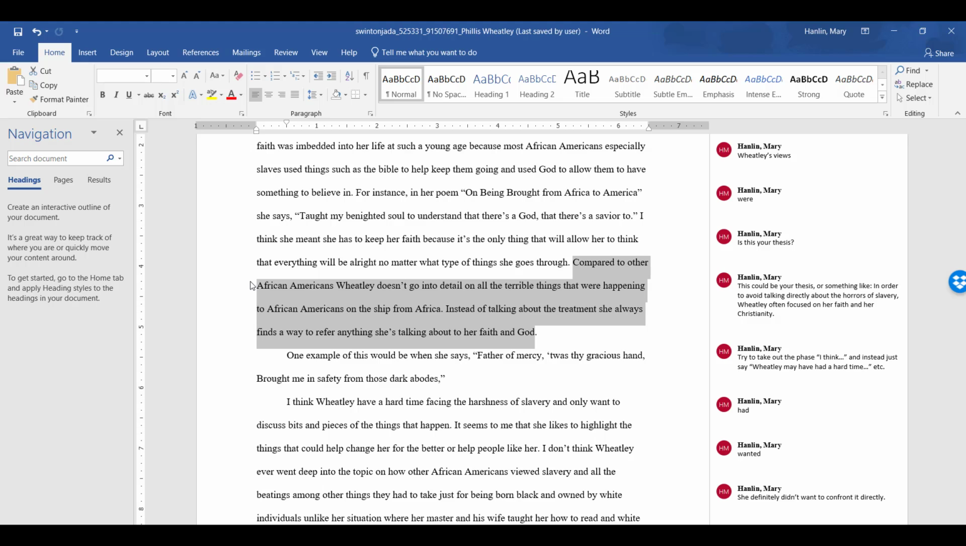She's speaking to an audience that is almost entirely Christian, and she is gently pushing against racism, maybe not slavery head on. But maybe your argument could also be like, compared to African Americans, Wheatley doesn't go into detail about the terrible things regarding slavery. However, she often refers to Christianity as a way to be more accessible to her audience and gently pull in some anti-racist ideas, like, for example, Black people are just as equal and just as valuable as white Christians. You see that in her poem, "To America from Africa." So you've got one example.